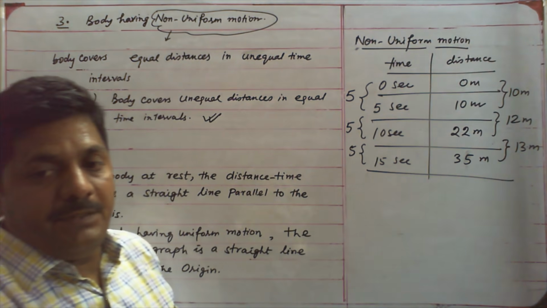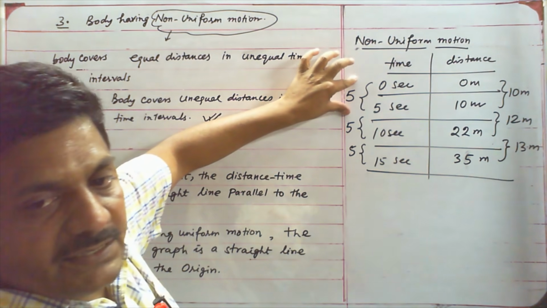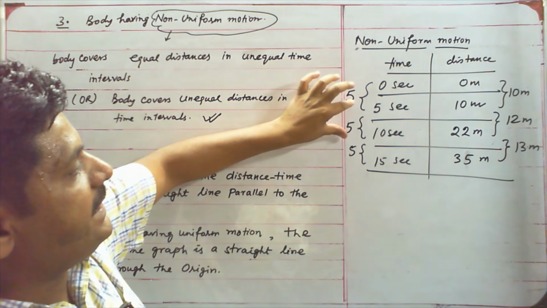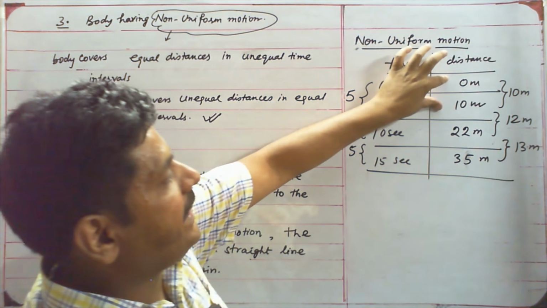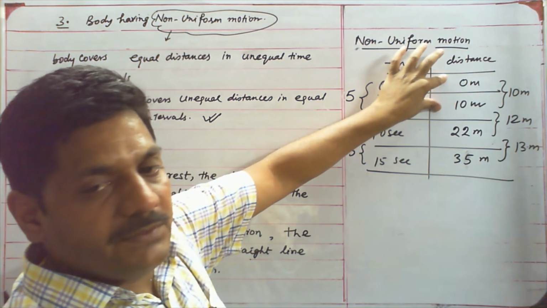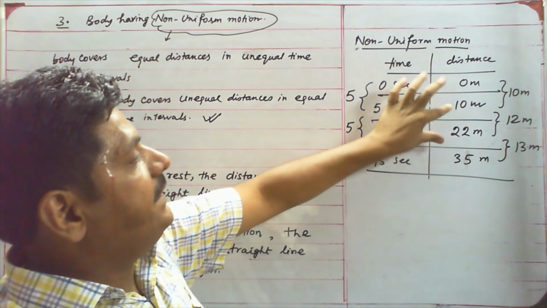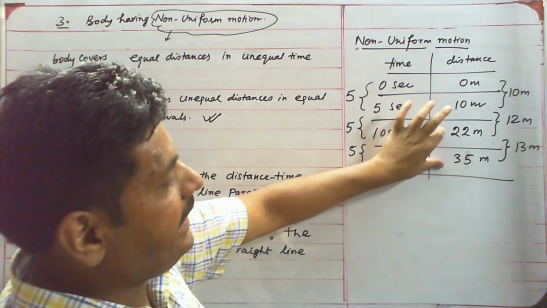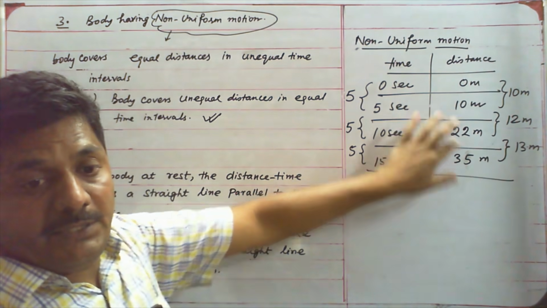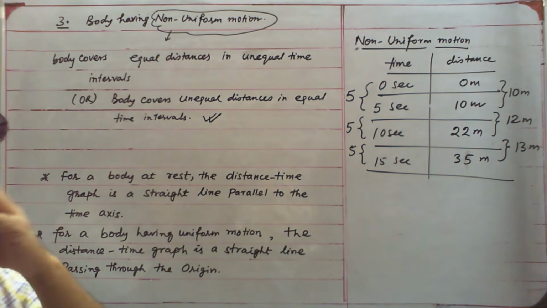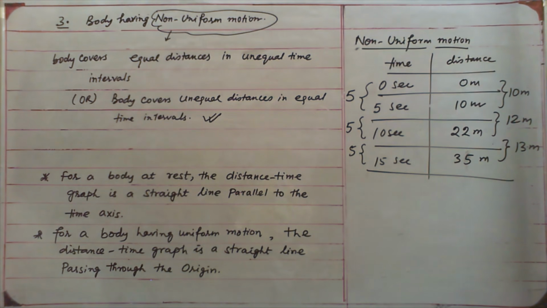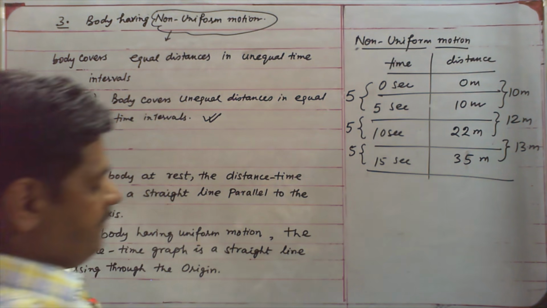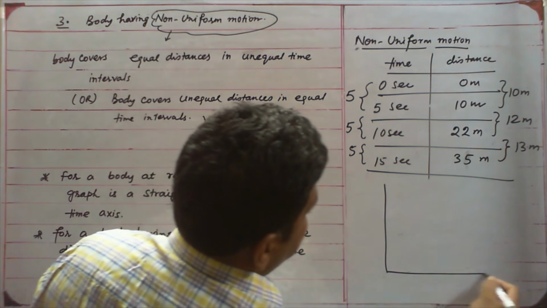Now what is the gap? The time gap is kept constant. It is 5 seconds in every case. But if you look at the distance, in the first 5 seconds it is traveling 10 meters. In the next 5 seconds it is traveling 12 meters. And in the next 5 seconds it is traveling 13 meters. So it becomes non-uniform. So how to plot the graph? If you plot the graph now, how would the graph be? It will never be straight.